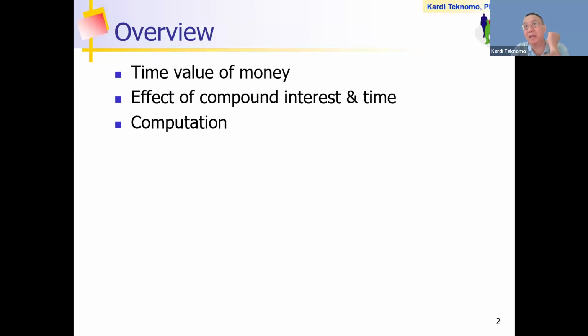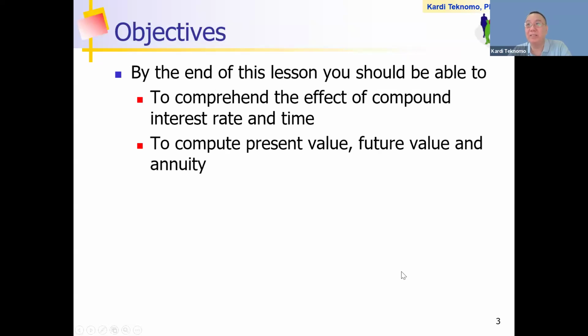So we'll talk about the time value of money and the effect of interest and computation. We'll talk about the equivalence and equilibrium of money. By the end of this lesson, you should be able to comprehend the effect of compound interest, including the time, and compute the present value, future value, and annuity. So that is a very simple objective.